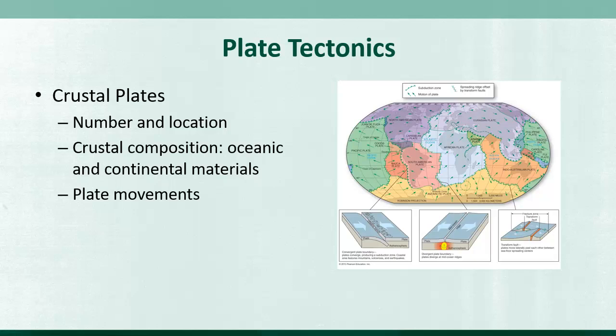Each of these plates consists potentially of both oceanic material and continental material, but some of them are dominated by one or the other. And it's important to note that the oceanic plate material is much denser and much thinner than the continental material, which is more buoyant essentially on the asthenosphere. As the plates move, they interact with one another, and those interactions produce all sorts of interesting phenomena.